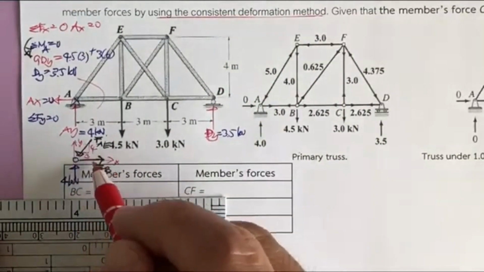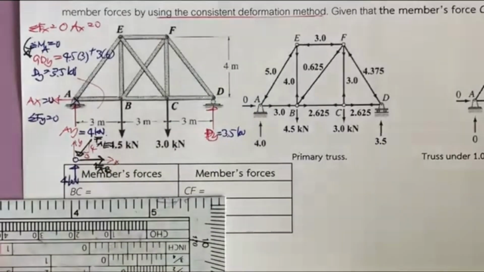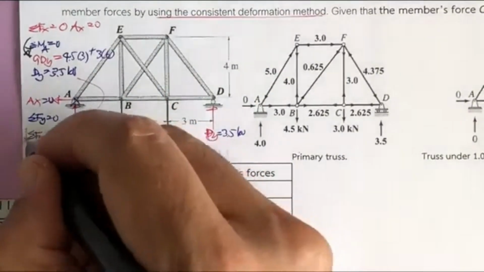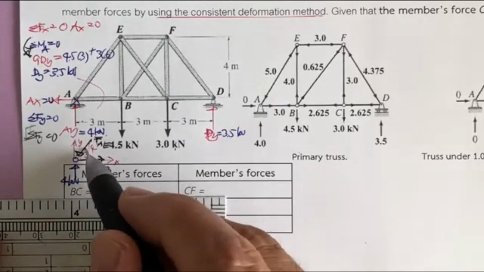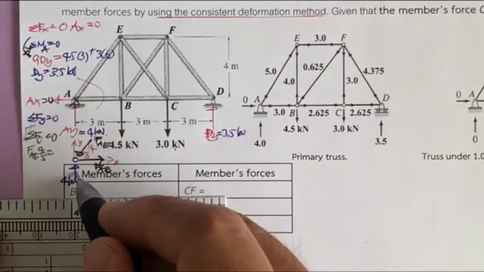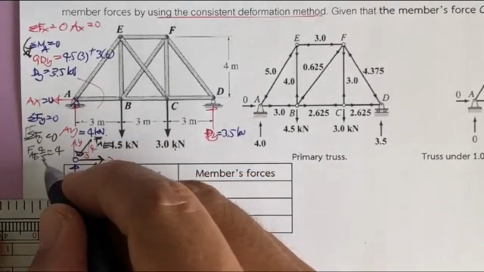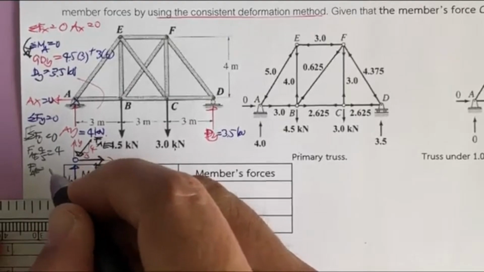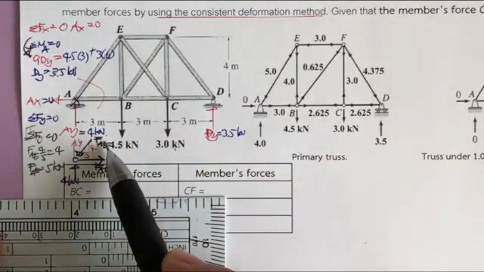If you do the summation of F sub X, you cannot get the result, right? Because you have two unknowns. So you do the summation of F sub Y equal to 0, and downward is positive. You get F sub AE times 4 divided by 5, this one is down and this one is up equal to 4. So F sub AE will be equal to 4 times 5 divided by 4. So F sub AE is going to be 5 kilonewton, and this is in compression.